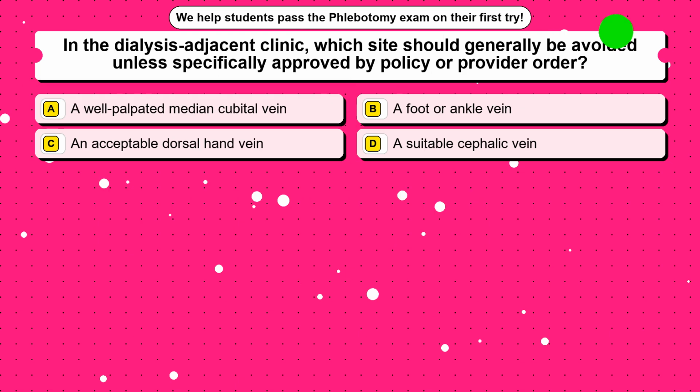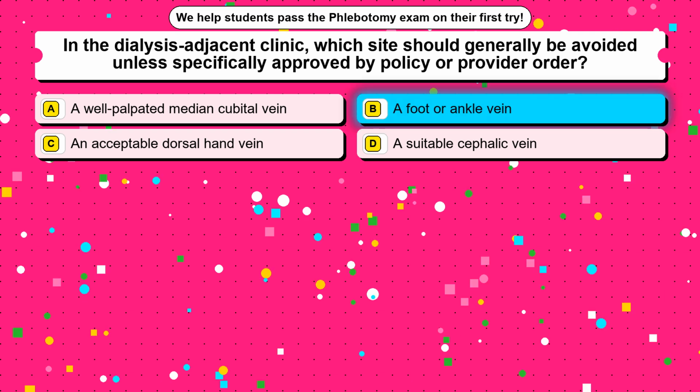Question 6. In the dialysis-adjacent clinic, which site should generally be avoided unless specifically approved by policy or provider order? Option A, a well-palpated median cubital vein. Option B, a foot or ankle vein. Option C, an acceptable dorsal hand vein. Option D, a suitable cephalic vein.